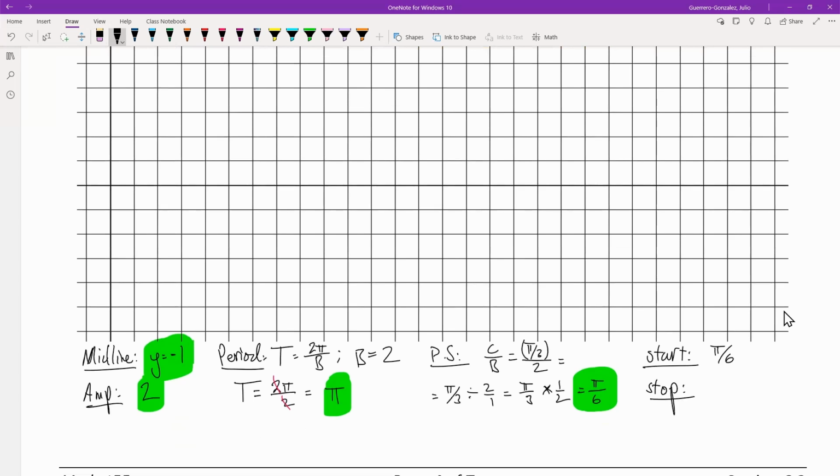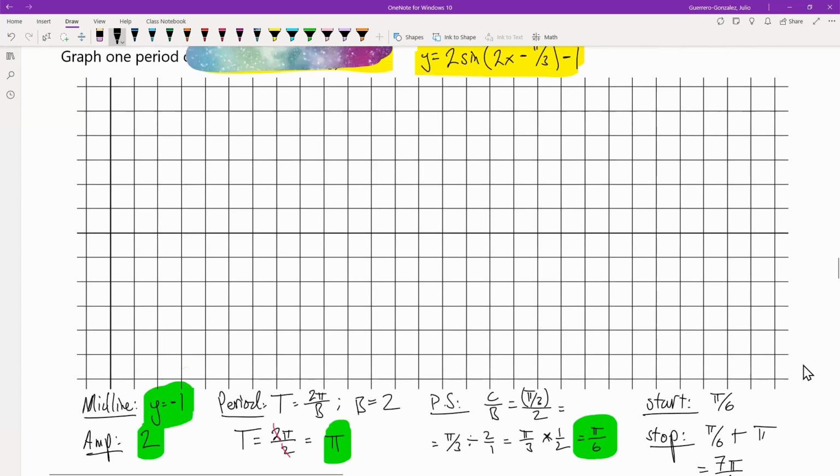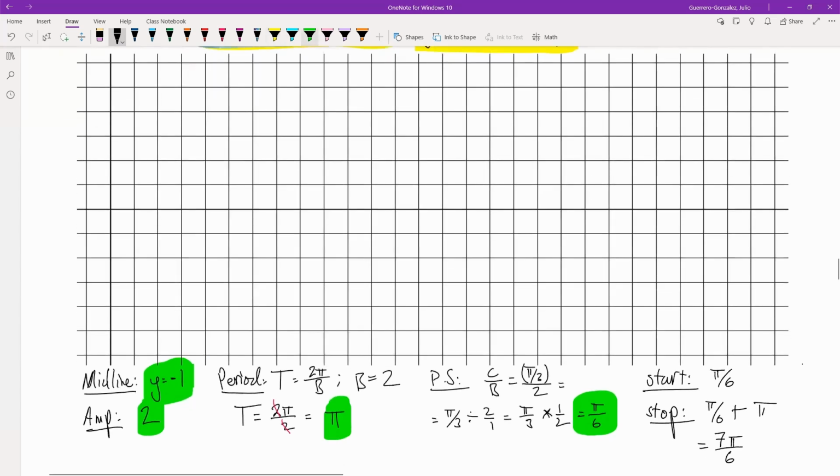Okay? Now we need to find our stop. Our stop should be the pi over 6 plus 1 entire period. So plus pi. And if you compute this out, this is going to be 7 pi over 6. If you do your common denominators right, that's what you're going to get. All right. So now we've got everything we need. I'm going to actually highlight the stuff that we need. There we go.